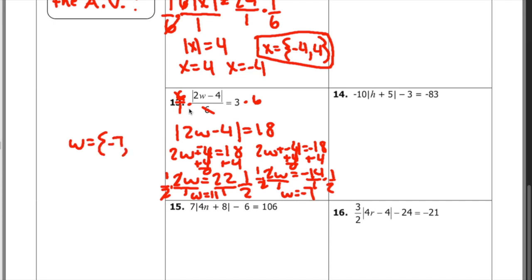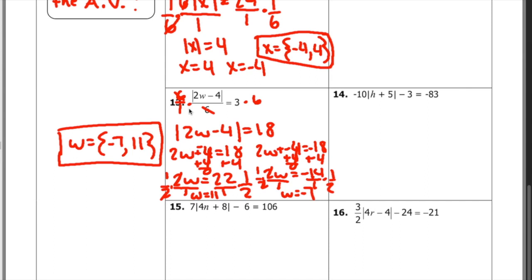So that means that our solution set, I'm going to write this to the left, is w equals -7 and 11. Again, always write smallest to biggest, right? So w equals -7 and 11. So that means that either of those numbers that we plug into the original equation, the absolute value of 2w minus 4 divided by 6 equals 3, both of those numbers will make that equation true.